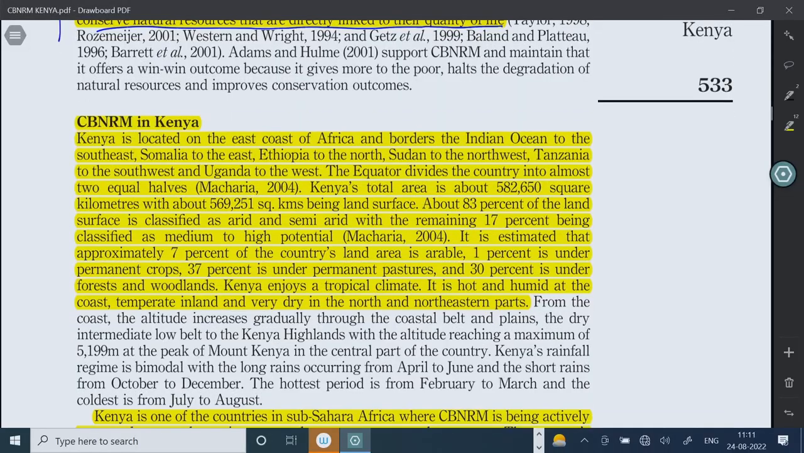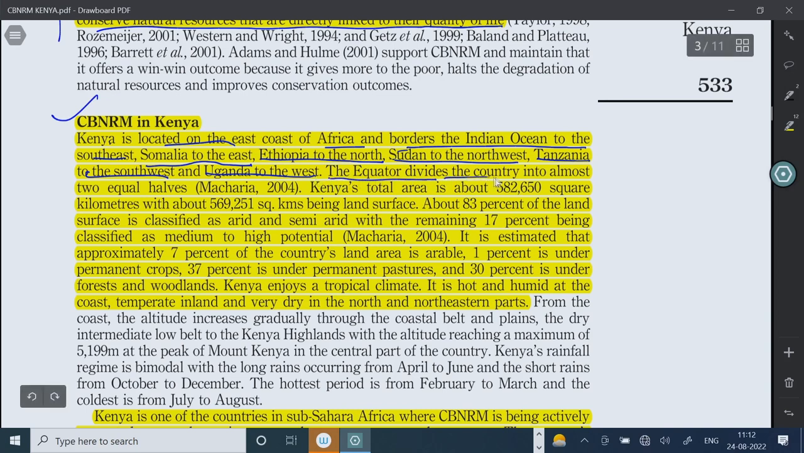Now, let me discuss a case study that I mentioned at the very beginning, from Kenya. It is a very famous place in Kenya, and I will talk about how the situation changed there once CBNRM was introduced. As you know, Kenya is located on the east coast of Africa, which borders the Indian Ocean to the southeast, Somalia to the east, Ethiopia to the north, Sudan to the northwest, Tanzania to the southwest, and Uganda to the west. All of these countries have one or other issues related to natural resources, and there is a lot of tension from time to time.